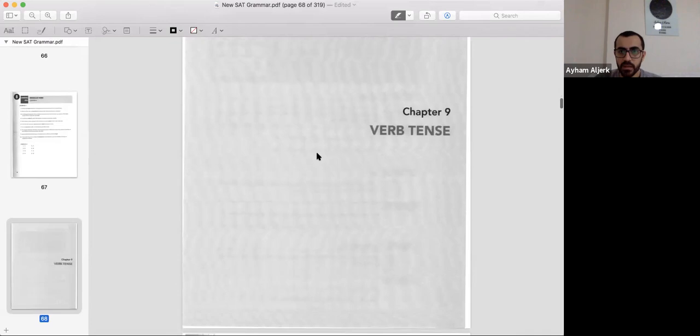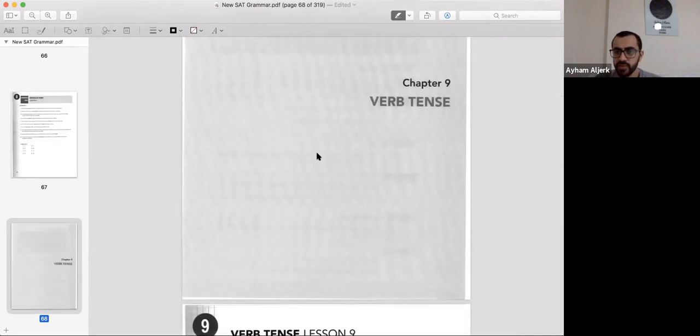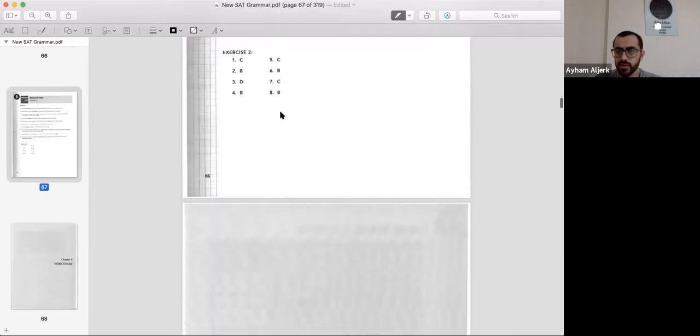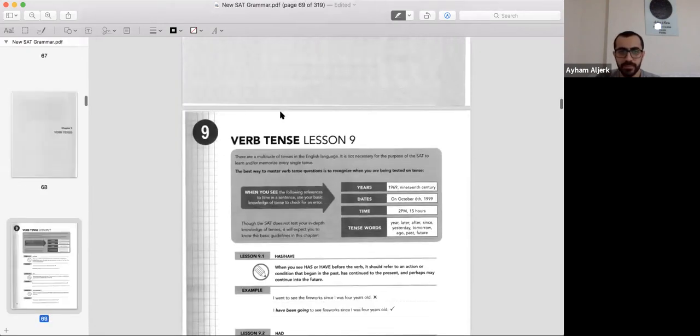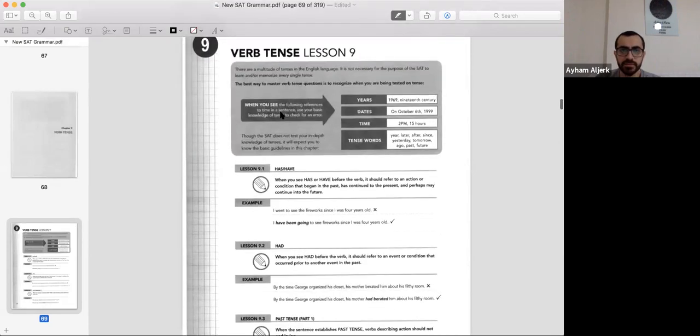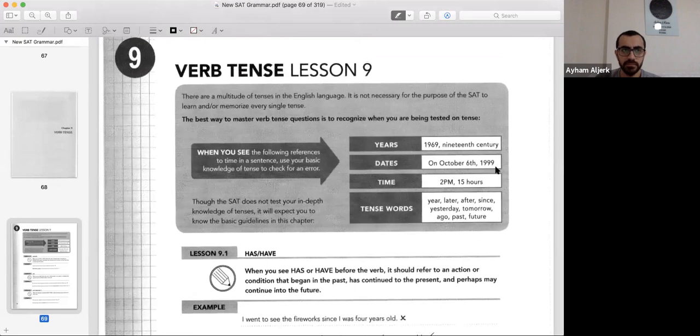Okay. Let's move now to chapter 9. We talk about verb tenses. It's somehow connected to the one we talked about before, because we're still going to be looking at some tenses here. Page 68. Okay, verb tenses, lesson 9. There are a multitude of tenses in the English language. It is not necessary for the purpose of the SAT to learn and or memorize every single tense. The best way to master verb tense questions is to recognize when you are being tested on tense.